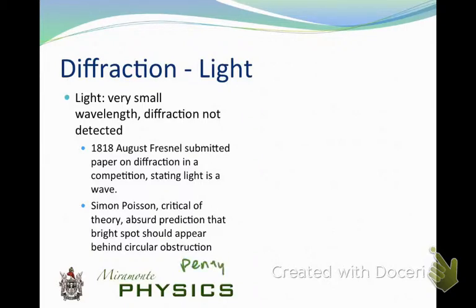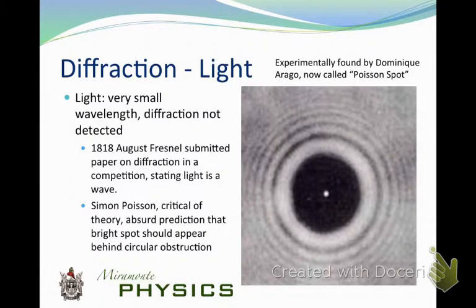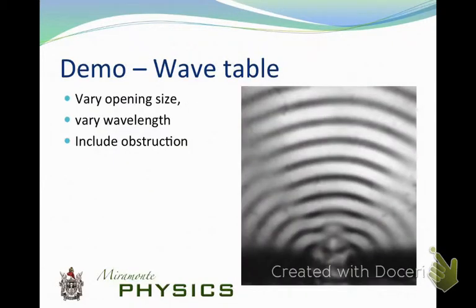As soon as you say it can't be true, somebody has to try it out. That experiment was conducted by Dominique Arago, who shined a light on a penny, had it diffract, and created right in the center a bright spot. So he had proved Fresnel's paper and his idea of diffraction. That spot is now famously described as the Poisson spot, after the scientist who thought that it would be absurd to think that it could ever happen. So we can look at the demo wavetable. We'll do that in class later.